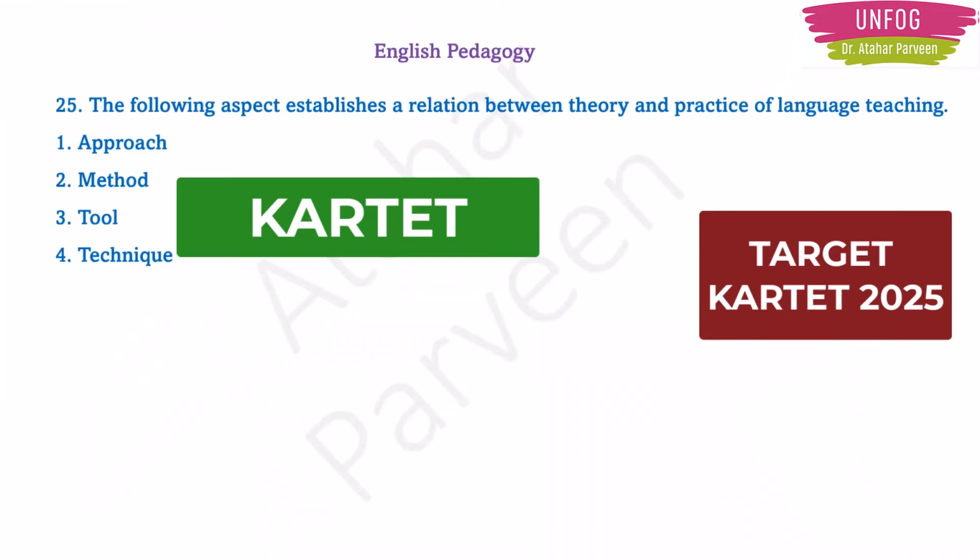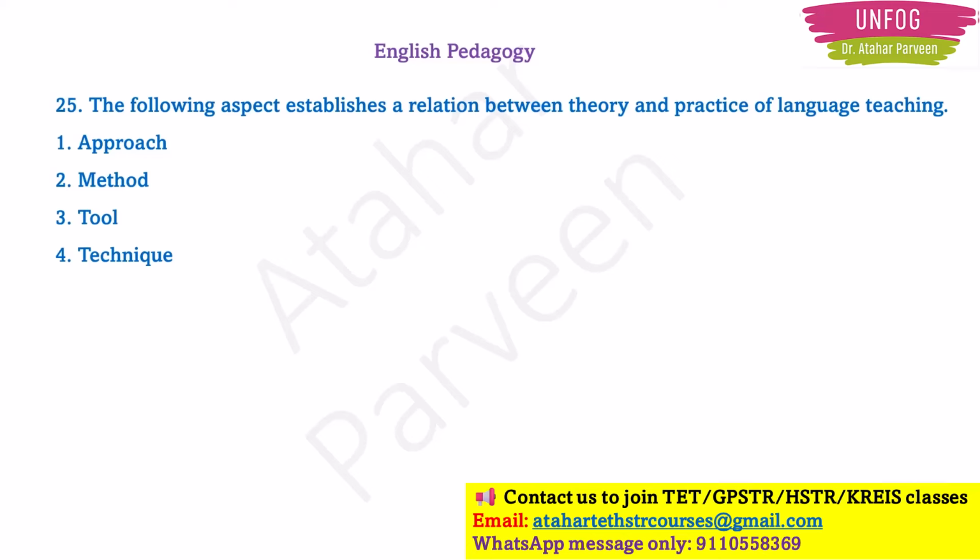If you are an aspirant of any teacher recruitment examination, then this class is for you. So the question is: the following aspect establishes a relation between theory and practice of language teaching. The four options are approach, method, tool, technique. Which one is the correct option which establishes a relation between theory and practice of language teaching?